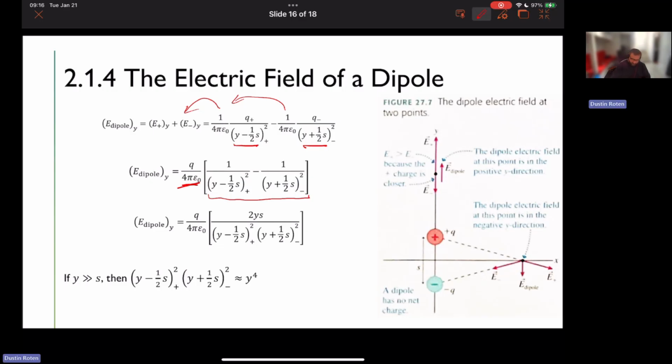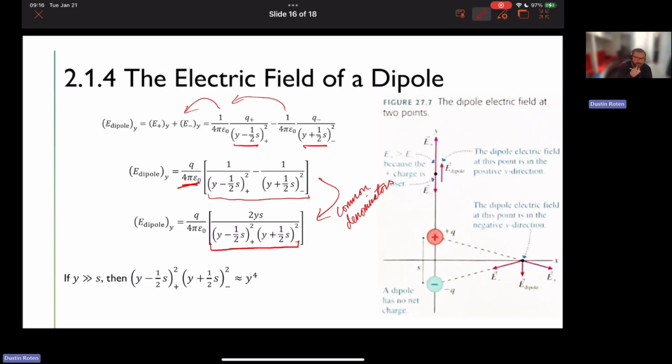I will let you all do it, but basically all you need to do is get common denominators. You multiply each term by essentially the thing it's missing. Once you get your common denominator, you can add those two terms together, and that's essentially what happened here.